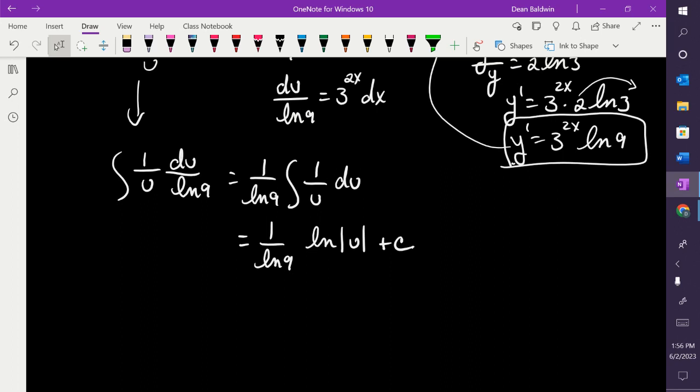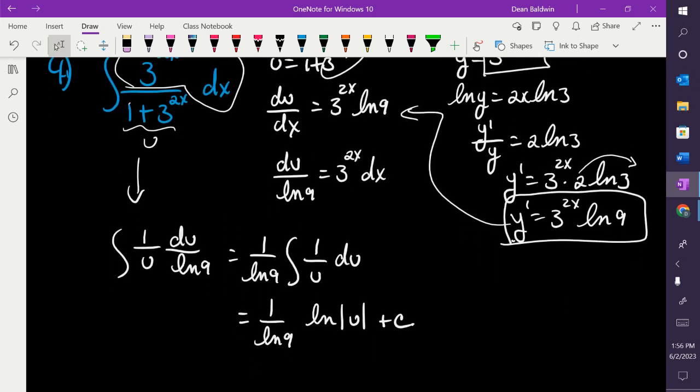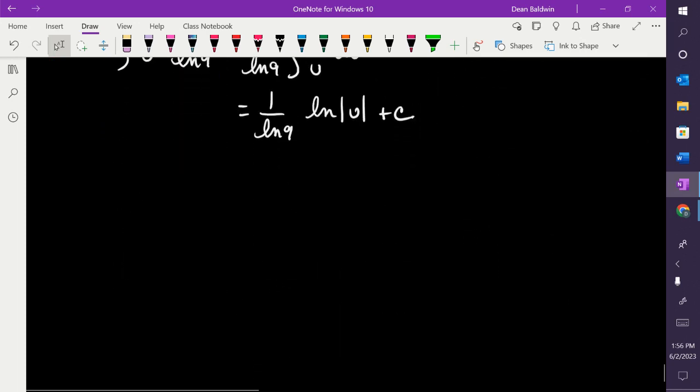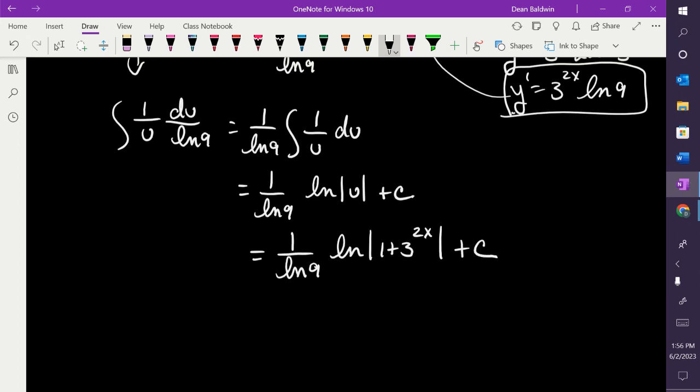Okay. But now we got to put back in what u was. What was u? 1 plus 3 to the 2x. So this becomes 1 over natural log of 9, natural log of 1 plus 3 to the 2x, plus c. Now we ask ourselves, look, in my class, I don't care if you leave the absolute value there. If you're in Math 100, we have a guest today.